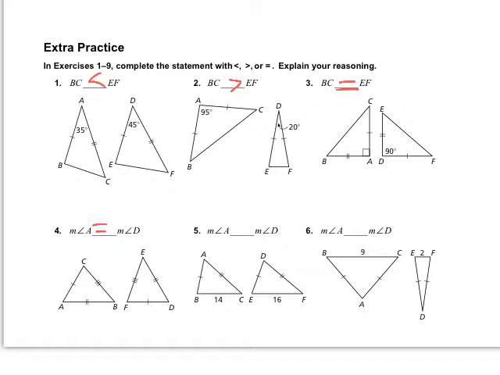Number 5, I have my congruent sides. Bigger side produces the bigger angle, so the bigger side of 16 means that D has to be bigger than A. So D has to be bigger. And last but not least, on number 6, we have congruent sides. Bigger third side produces the bigger angle, so that means A has to be bigger than D. So greater than sign there. So that's the hinge theorem and the converse. You are ready for prep.